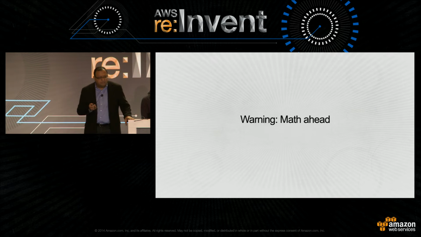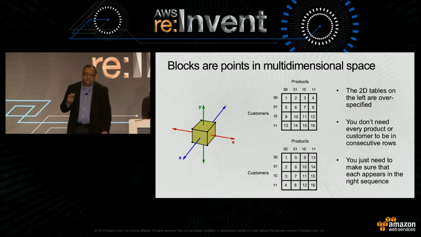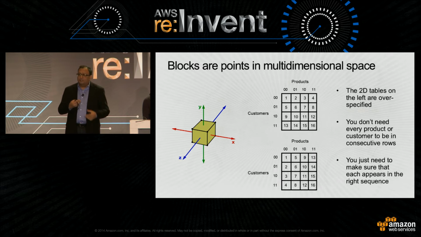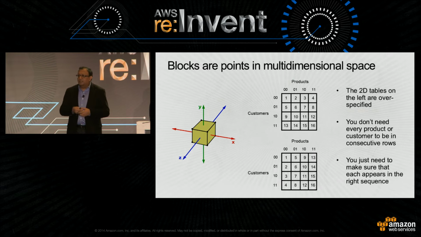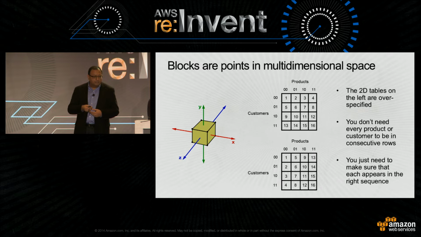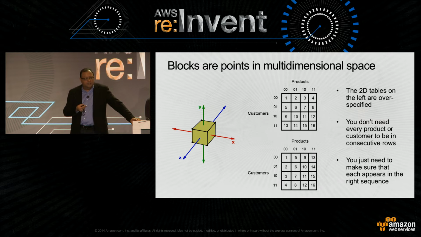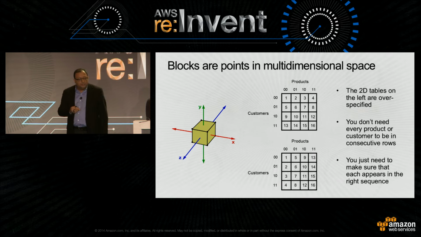So, a little math ahead. One way that you can think about this problem is Hilbert spaces, or multidimensional spaces. You can think about each block existing at the intersection of a number of axes, which are the things you want to index on. What you see on the right-hand side there is something where you're basically sorting by customers first, then products. So for each customer, you see the list of products. And the one below it is the opposite order. Now, it turns out that that's an over-specified problem.